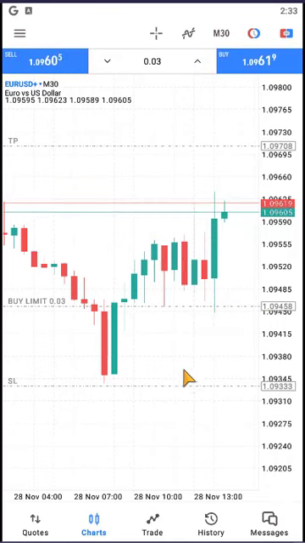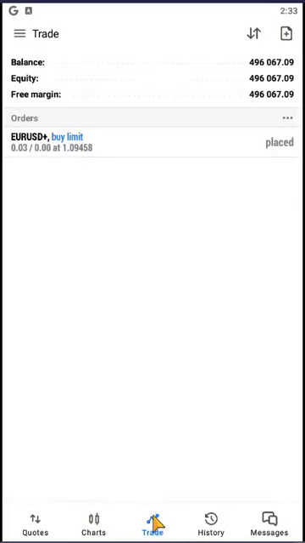So let me do another one again. Now let me click this trade. So on this trade, you can see this is how it will look like, right? So placed, that means it's not yet on the market. If it's on the market, it will start running. Okay, so this is the lot size. Okay, and of course this is the price I entered.